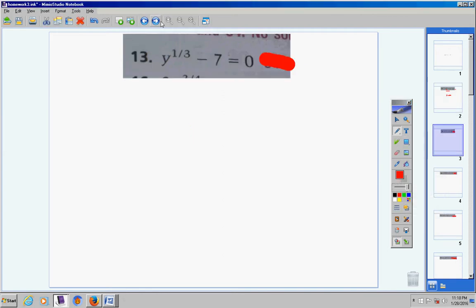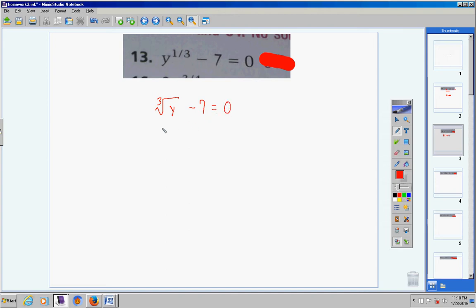Alright, moving on to number 13. Now, there's 2 ways to do this. I am going to work it out both ways to help you. First of all, you can rewrite the rational exponent as a radical. So y to the 1/3 is the same thing as the cubed root of y to the 1 power, or the cubed root of y. Okay? Everybody see that? Minus 7 equals 0.